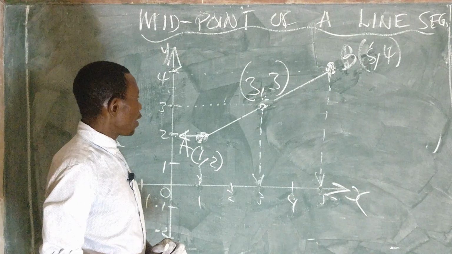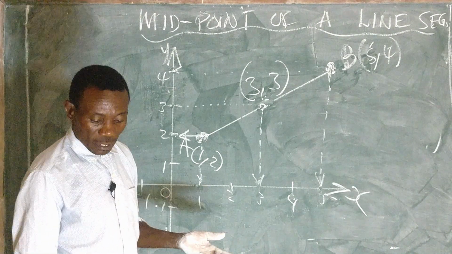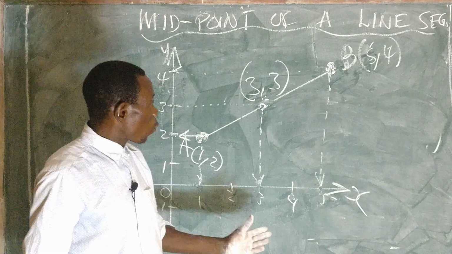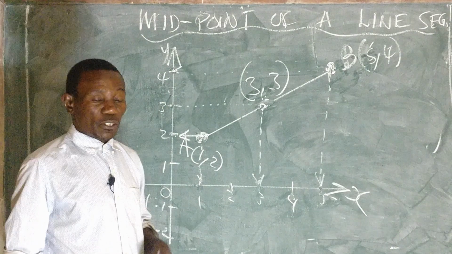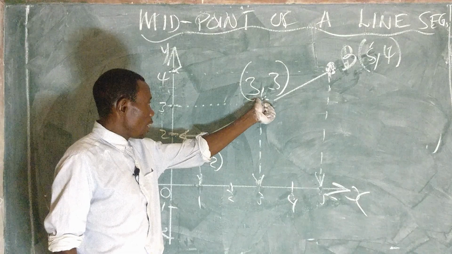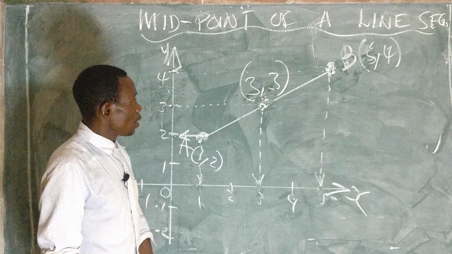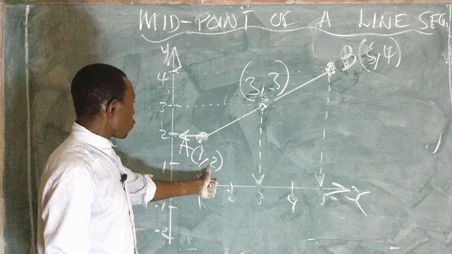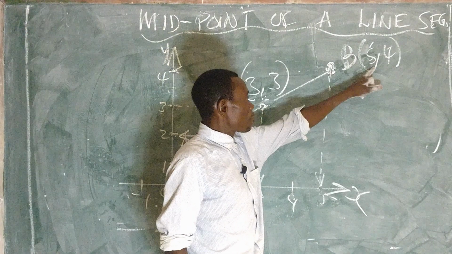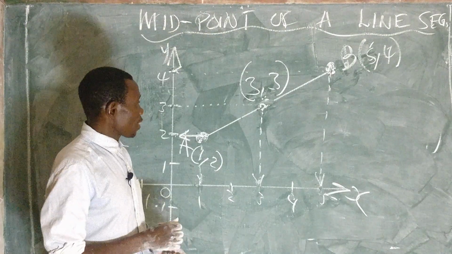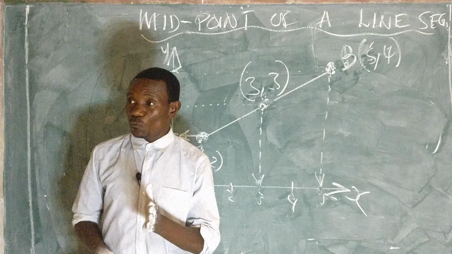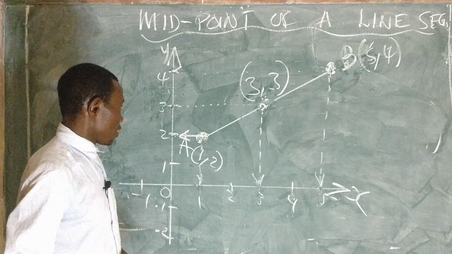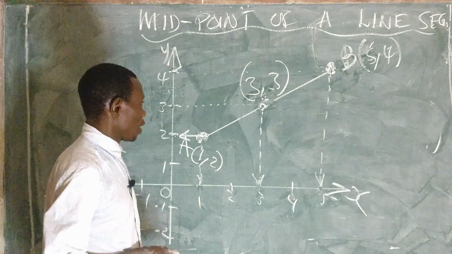So the formula here that we're going to compose is more like a question which has to be answered in such a way as: what is the other way that can help us to obtain the value 3 and 3? So here, if you can focus on this line, connecting A at 1, 2 and connecting B at 5, 4, you're going to realize that that midpoint has something to do with the x and the y coordinates. Right, what is it that we can have here?